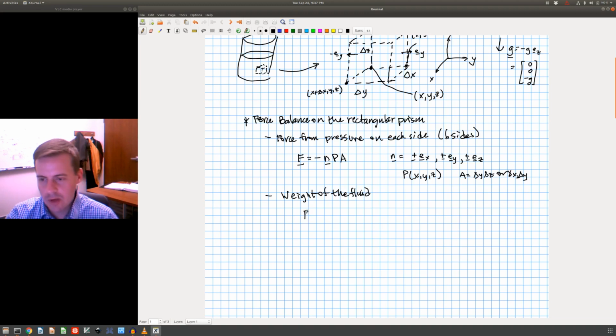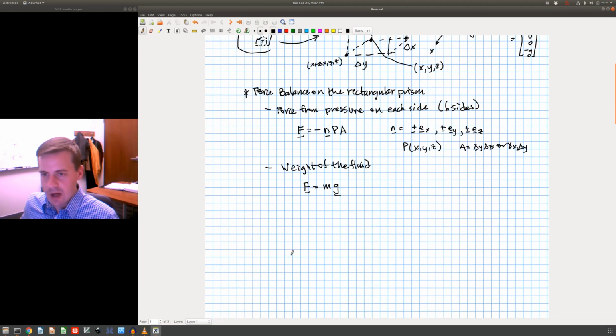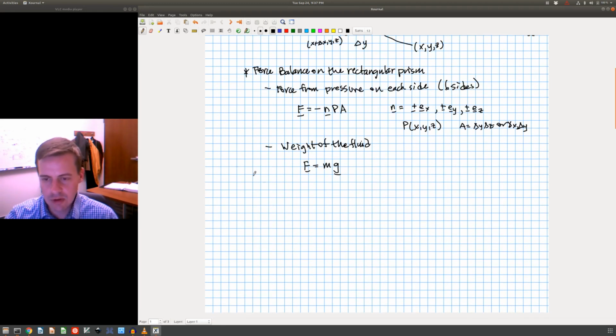Okay, and the weight of the fluid is F equals mg, where g is minus g e_z. Okay, so now that I've written down what I'm going to do, now I'm going to do it. So this is our force balance. I have the sum over all the forces is 0. Why is it 0? Because it's a static fluid.